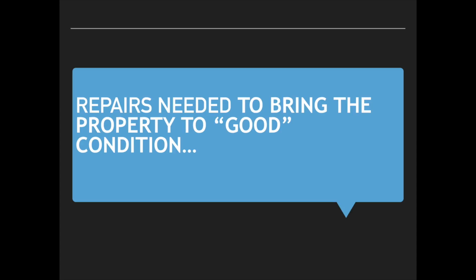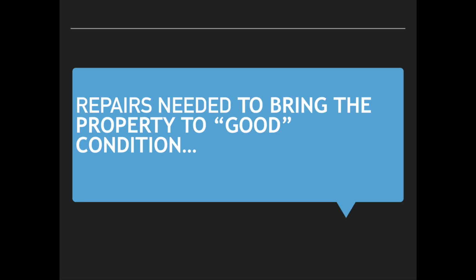Here's how I want you to think about it. The repairs needed are repairs necessary to bring the property to quote-unquote good condition. Right now, I understand 100%, good is very subjective. And my definition of good may be different than your definition of good. The way that asset managers and repair specialists are trained is one of two ways. They're going to say good condition is to make it financeable to the lowest down payment financing possible.